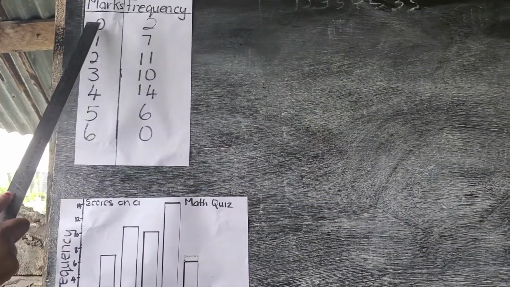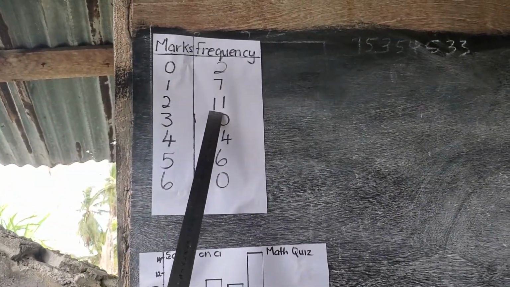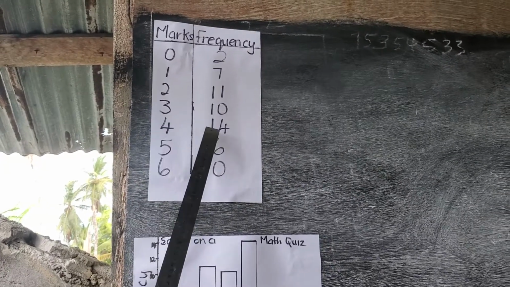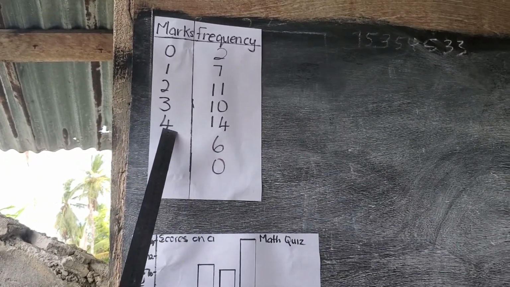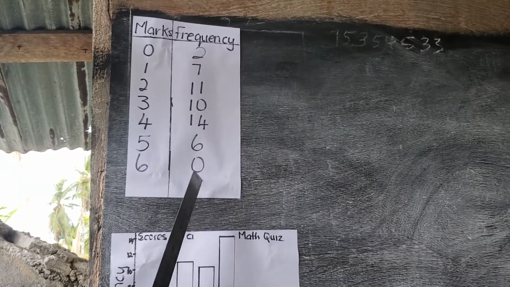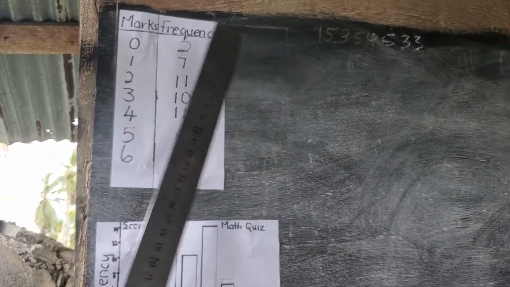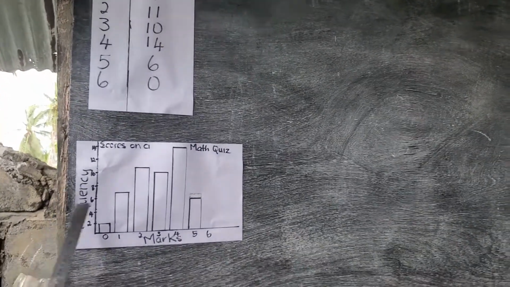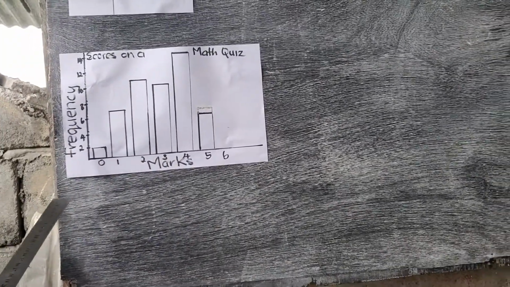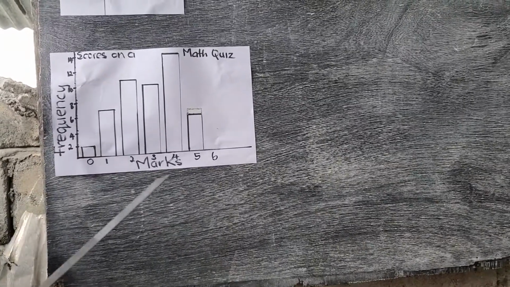2 students got 0. 7 students got 1 mark. 11 students got 2 marks. 10 students got 3 marks. 14 students got 4 marks. 6 students got 5 marks. And 0 students got 6 marks. So nobody got 6 marks. Now here is a bar graph that I have constructed to represent the information. I did it ahead of time so as to save on time.